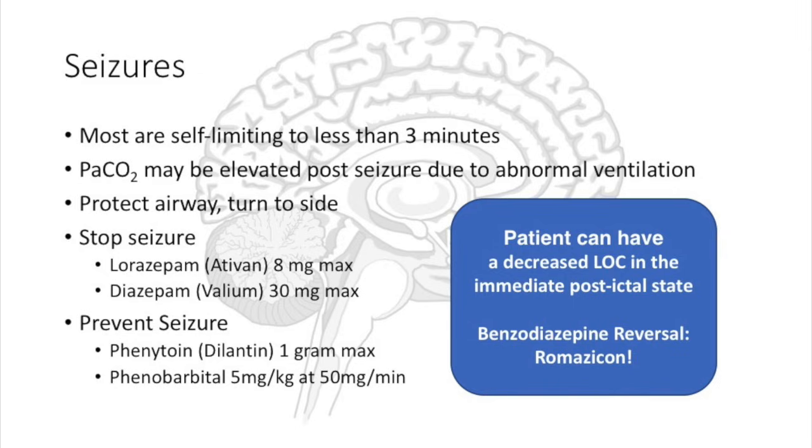To prevent the seizure, you can use phenytoin, which is Dilantin, 1 gram is max, or phenobarbital, 5 milligrams per kilogram with a 50 milligram per minute max. And you want to just understand what drugs to use. You don't necessarily have to remember the doses. It's important to remember that patients can have a decreased level of consciousness immediately post-ictal. And if you fear that you've given too much Ativan or too much diazepam, you can give a benzodiazepine reversal, which is flumazenil. However, you need to watch for the redevelopment of seizures.